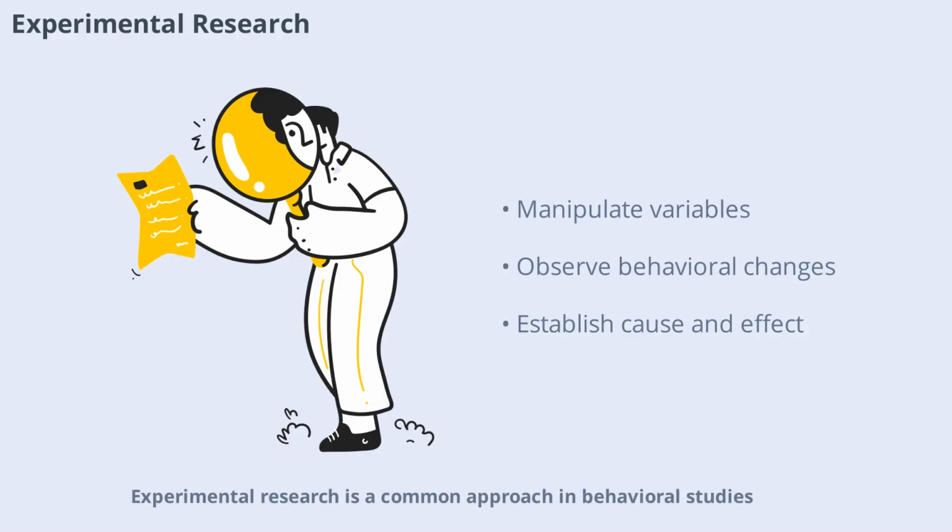Experimental research is a common approach in behavioral studies. It involves manipulating one or more variables to observe their effect on behavior. For example, you might change the lighting in a room to see how it affects productivity. Experiments are powerful because they can establish cause and effect relationships. However, they require careful planning to control for confounding factors and ensure valid results.